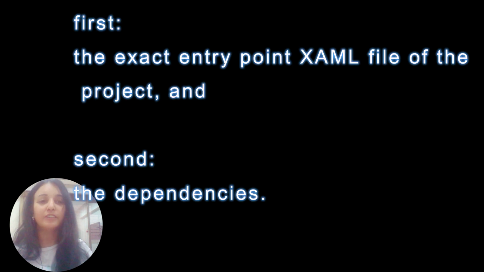Step 2, audit the project.json file. Open this in a text editor like Notepad++. It tells you two critical things immediately. First, the exact entry point XAML file of the project, and second, the dependencies. If you see UiPath.Excel.Activities or UiPath.WebAPI.Activities, you immediately know the technical boundaries of the automation.